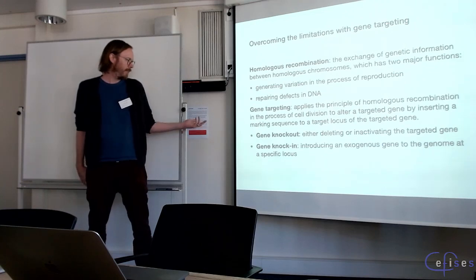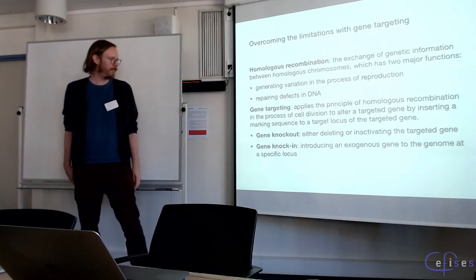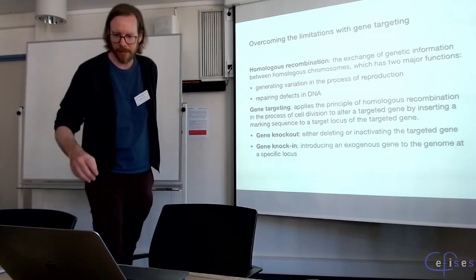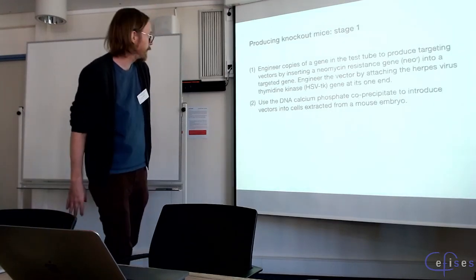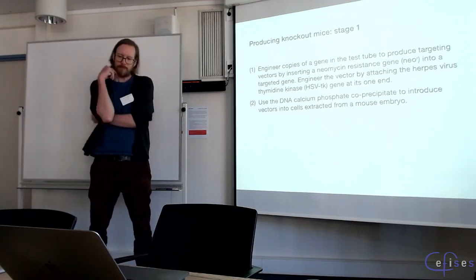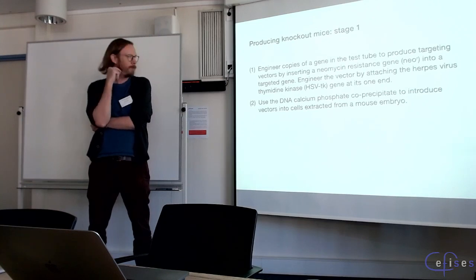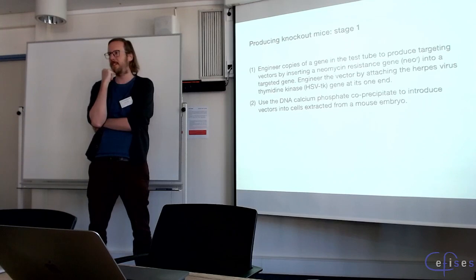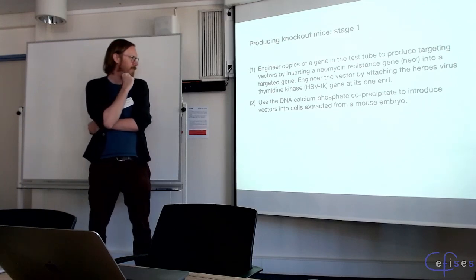And then we have these two methods, gene knockout and gene knock-in. And I'll start by saying a bit more about gene knockout. So there's two stages to producing knockout mice. And the first stage has four steps, which I'll talk about.